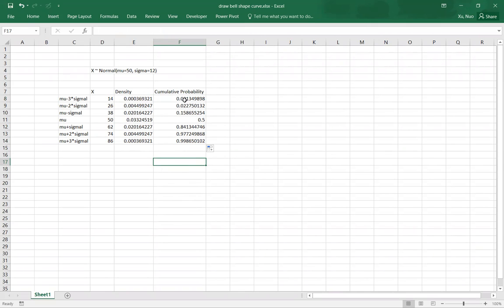So let's look at cumulative probability first. Notice that with x equal to mu minus 3 sigma, the cumulative probability is really small. And as it increases, when you get to mu, which is the center, you would have 50% cumulative probability. And that is to be expected because we know that normal distribution is a symmetrical one. So if you get to center, the cumulative probability should be 50%. And then if you continue to go to the right of the x-axis, the cumulative probability is going to keep increasing until it's approaching 1.